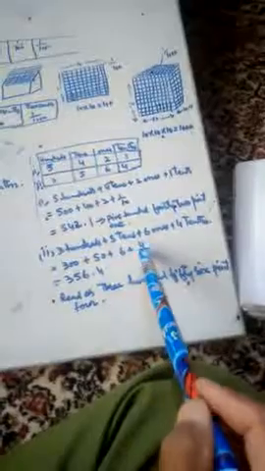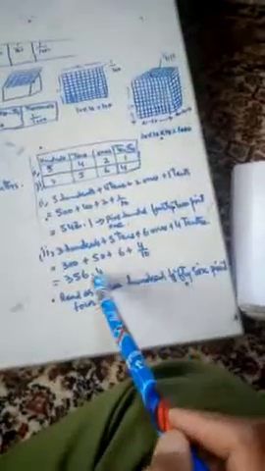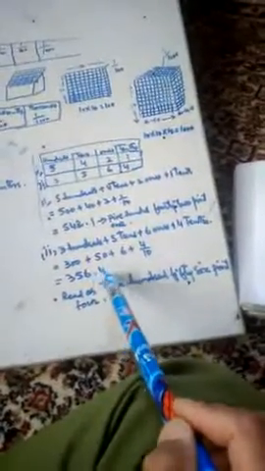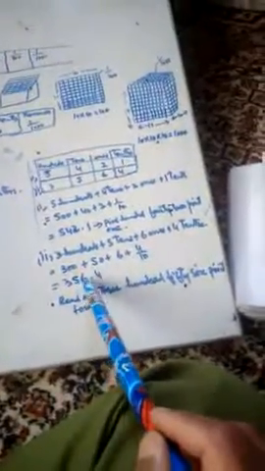356, and represent this 4 tenths as 0.4. 0.4 means 4 by 10 or 4 tenths, and we can read it as 356.4. Dear guys, I hope that you have followed me.